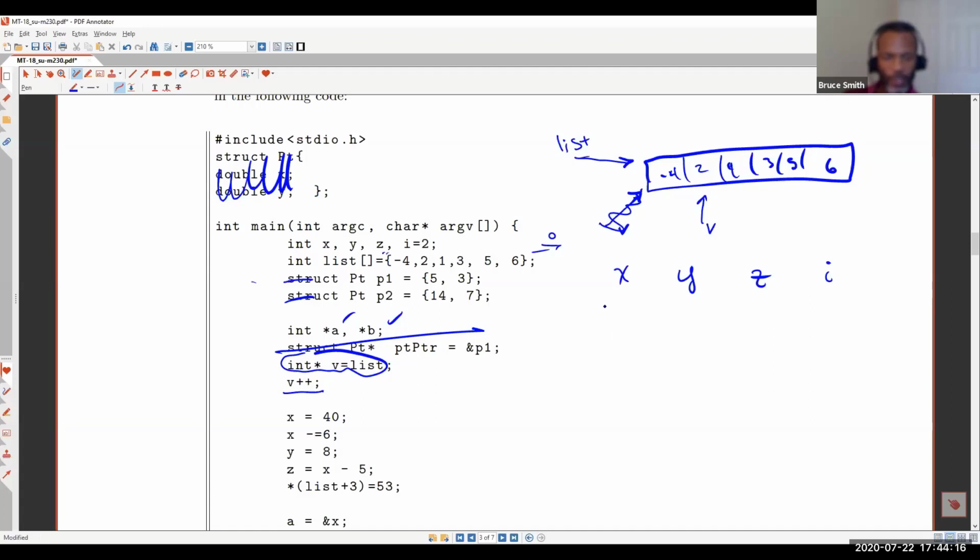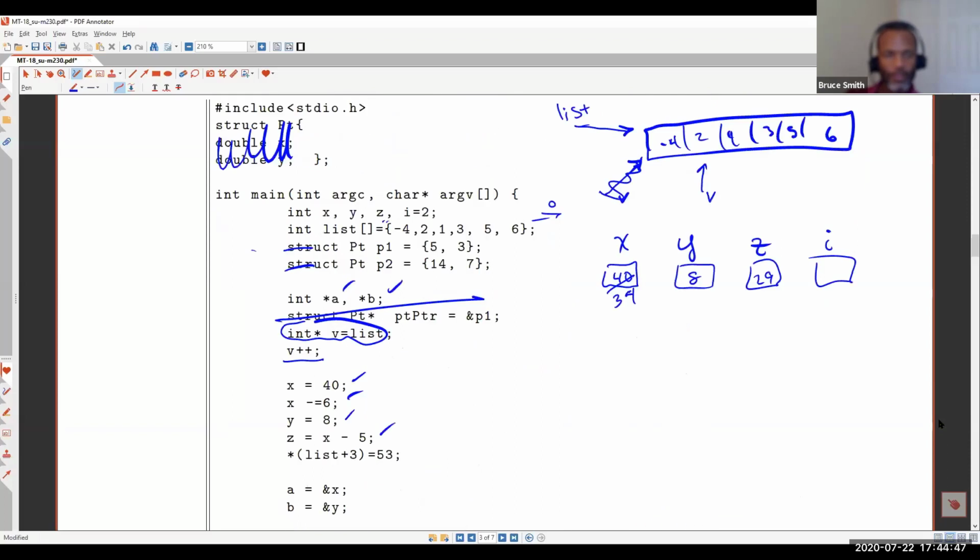x equals 40. So let's say each of these variables starts off with 40, and then x equals x minus 6. 40 minus 6 is 34. y is equal to 8. z is equal to x minus 5, so z is equal to 29. i was initially set to 2.